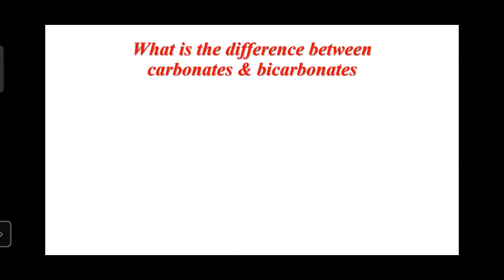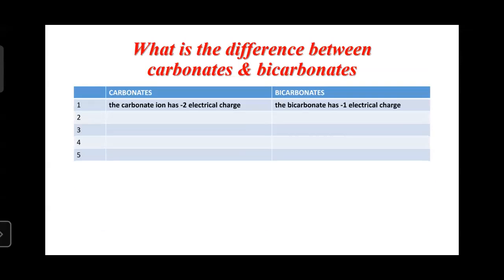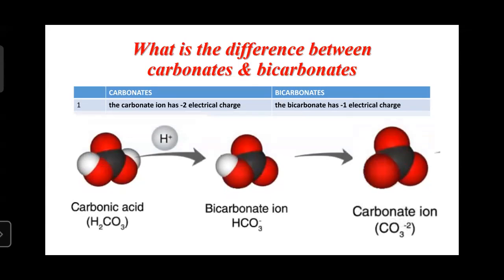Now, what is the difference between carbonate and bicarbonate? The carbonate has -2 electrical charge and bicarbonate has -1 electric charge. Both have minus charge, that is, these are the acidic radicals. Carbonate and bicarbonate both are forms of carbonic acid. The molecular formula of carbonic acid is H2CO3. When one hydrogen is donated, there is a formation of bicarbonate ion, that is HCO3. And again, if one hydrogen is removed, there is a formation of carbonate ion, CO3 with -2 charge. So that much is the difference between carbonate and bicarbonate.